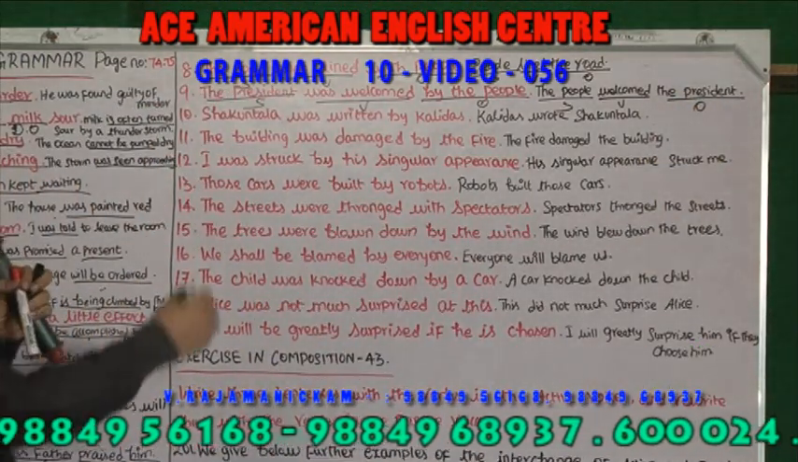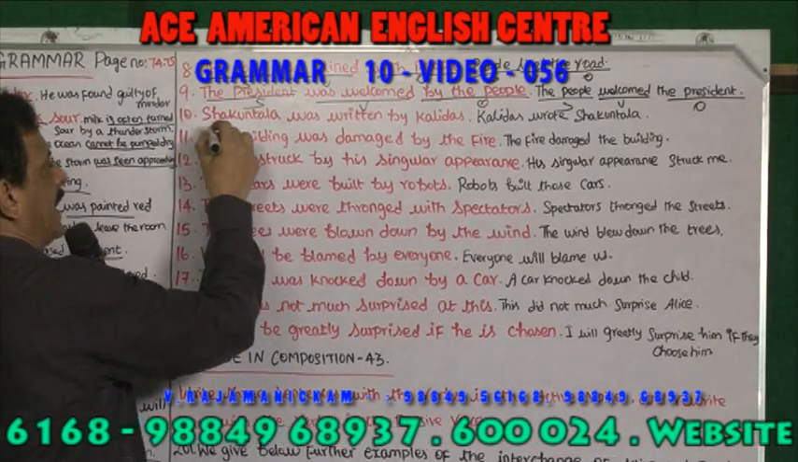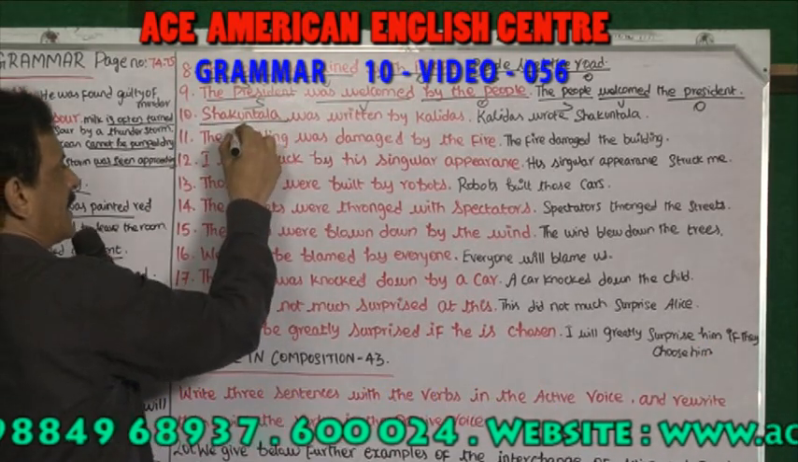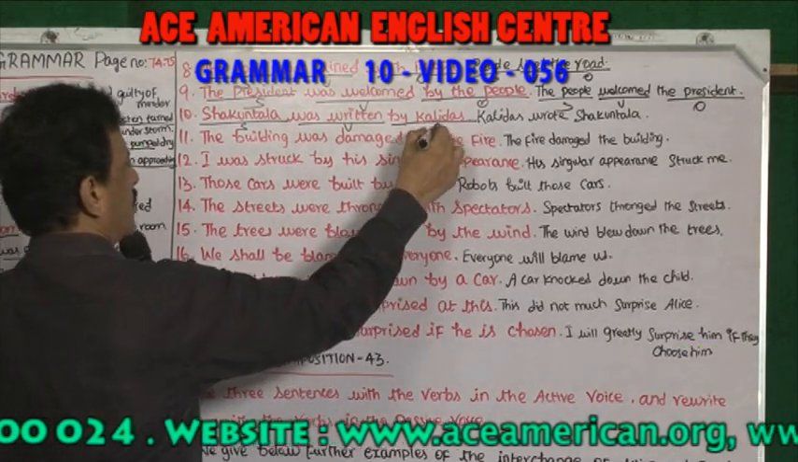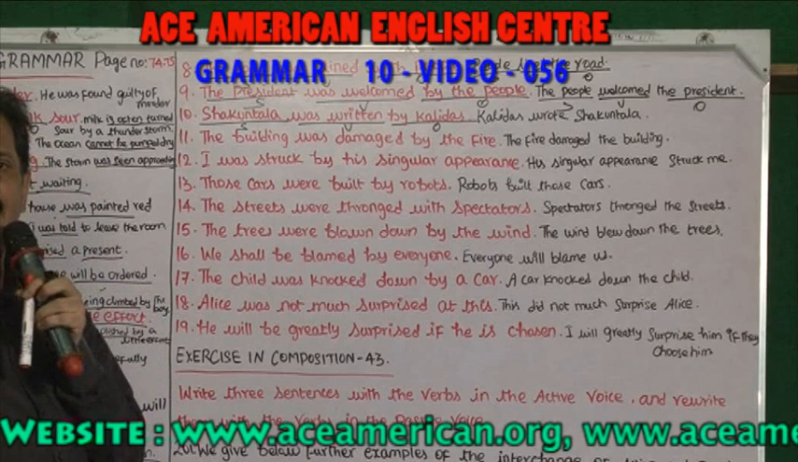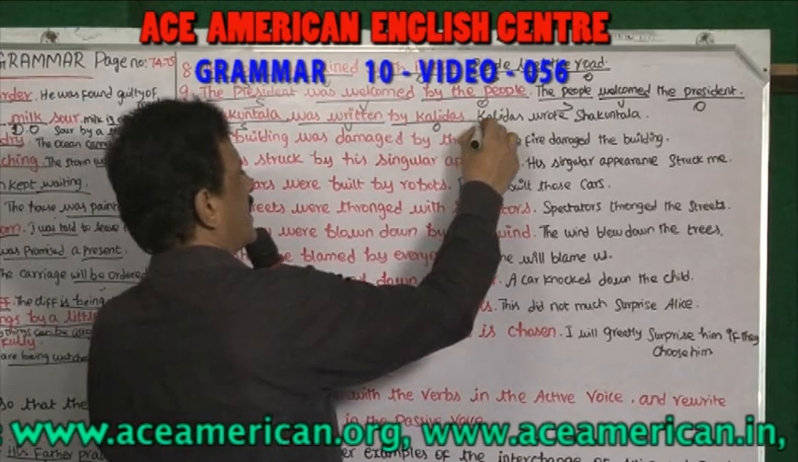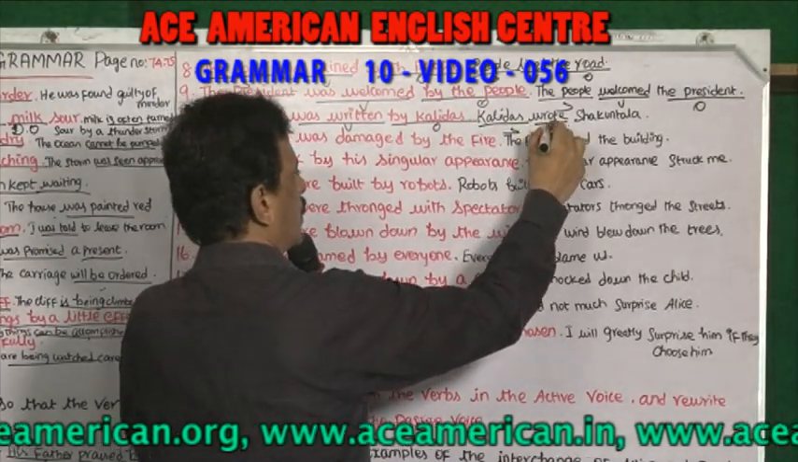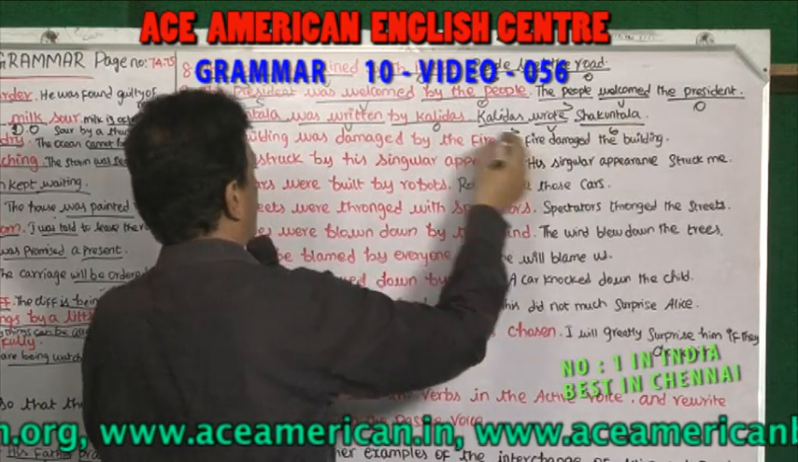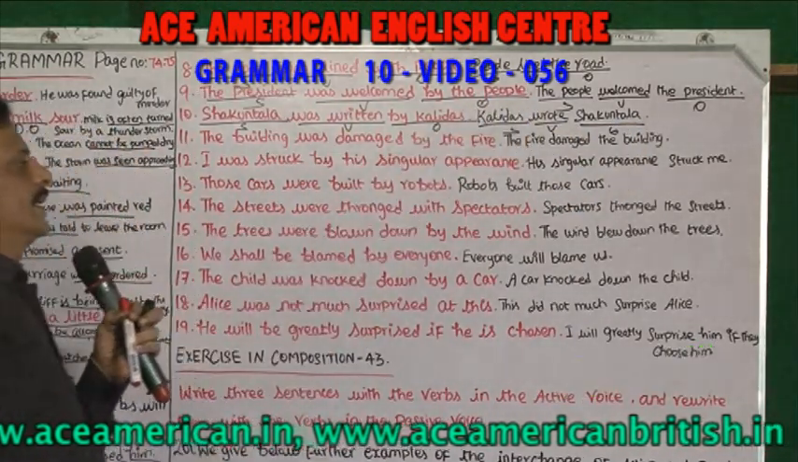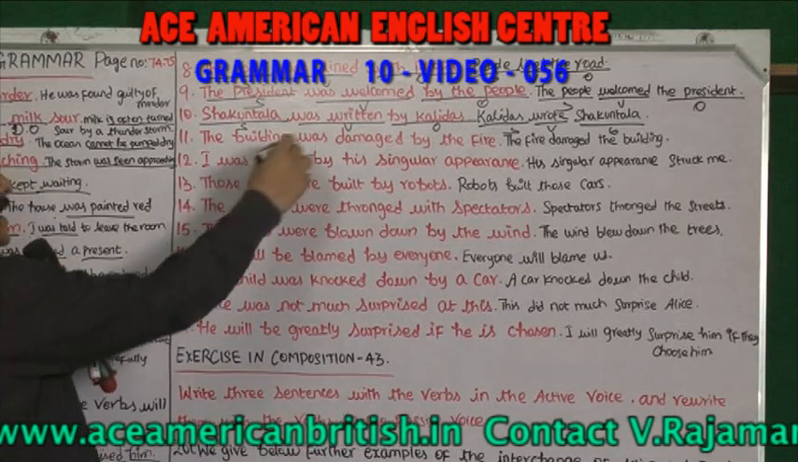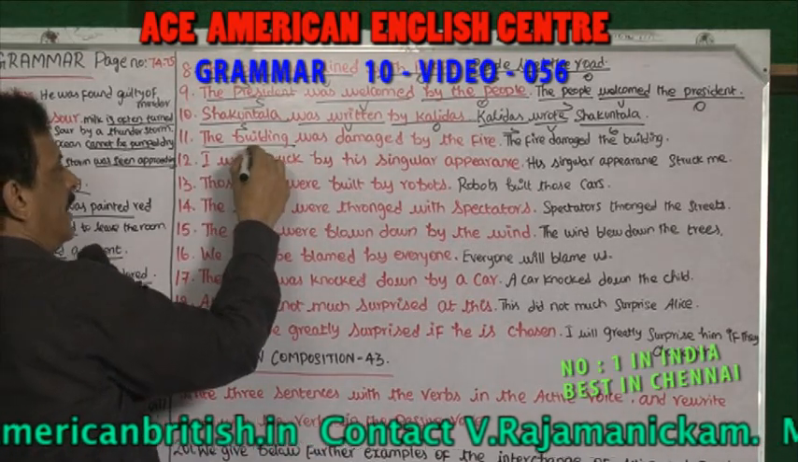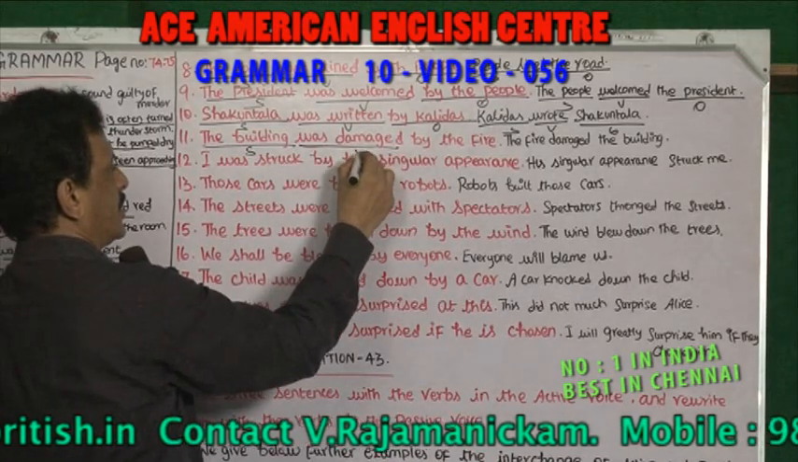In passive voice, Shakuntala was written by Kalidas. Shakuntala is the subject. Was written is the verb. By Kalidas becomes the object in passive voice. In active voice, Kalidas comes forward. Kalidas wrote Shakuntala. It becomes an object. Was written, that is in passive voice. Wrote should be the verb. The building was damaged by the fire. The building is the subject. Was damaged is the verb.